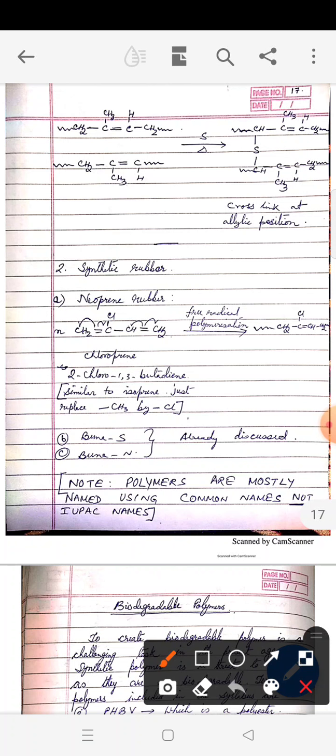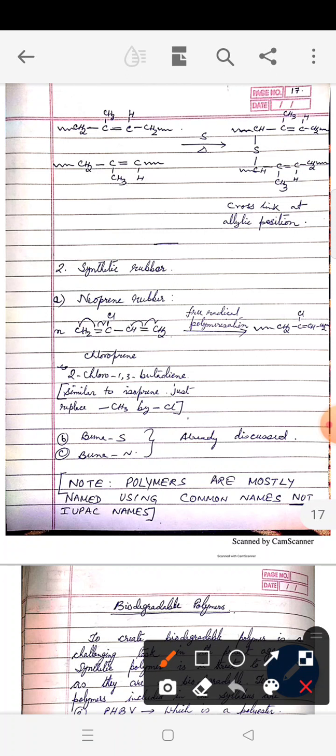The reaction is very similar to that of natural rubber. This is also a cis isomer, and here the free radical is forming. The free radicals form between carbon 1, carbon 2 and carbon 3, carbon 4. The two free radicals form a double bond between carbon 2 and carbon 3, and the free radicals are free at carbon 1 and carbon 4, at which they increase the chain length. So that is neoprene rubber.